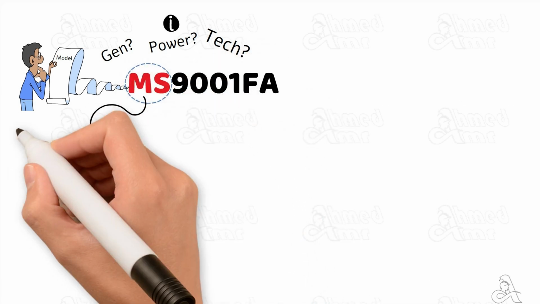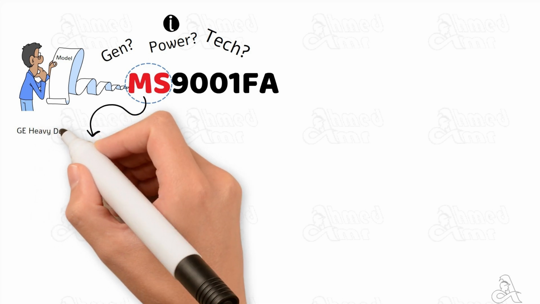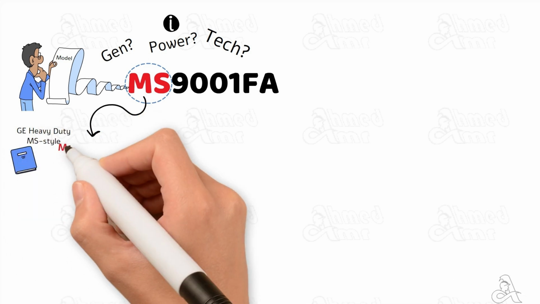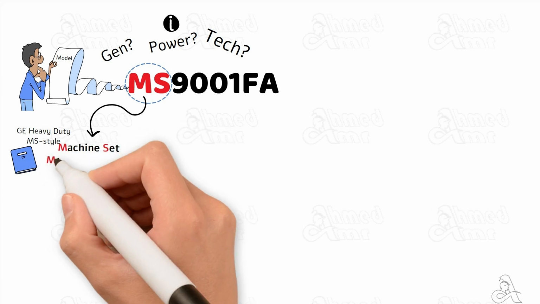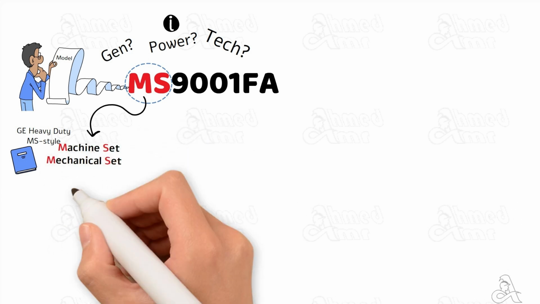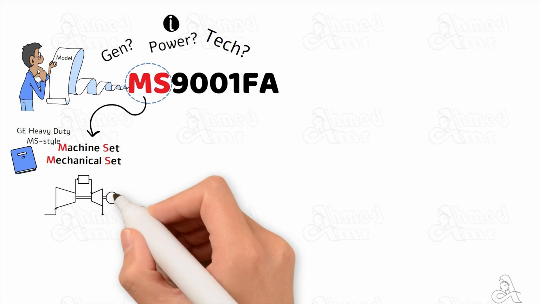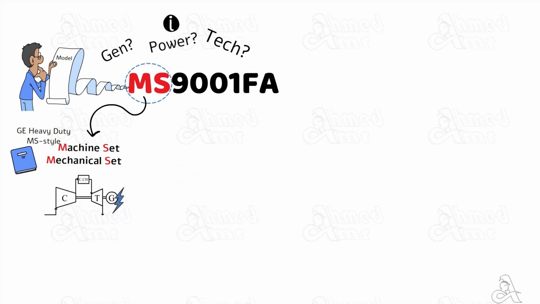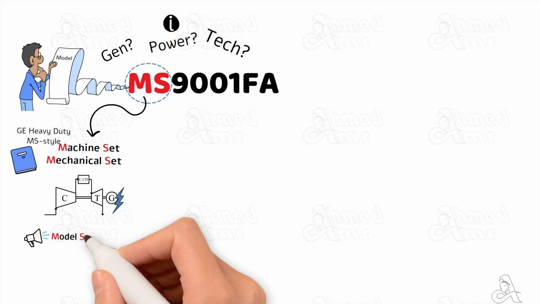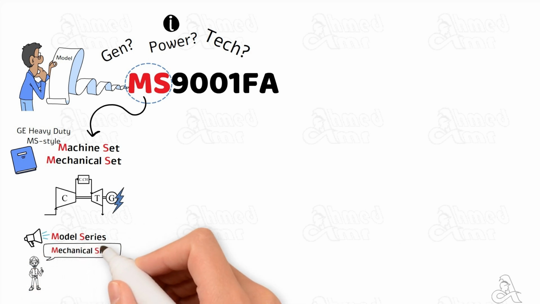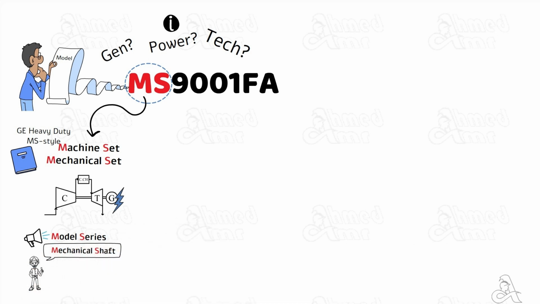This was GE's internal naming style for their heavy-duty gas turbines. It was called the MS style. In GE's official documents, MS means machine set or mechanical set, meaning the complete package, turbine, generator, and all accessories working together as one mechanical unit for power generation. Some unofficial sources say it means model series, and many engineers casually say it stands for mechanical shaft. Whichever meaning you prefer, it doesn't really change anything. What matters is what comes next.